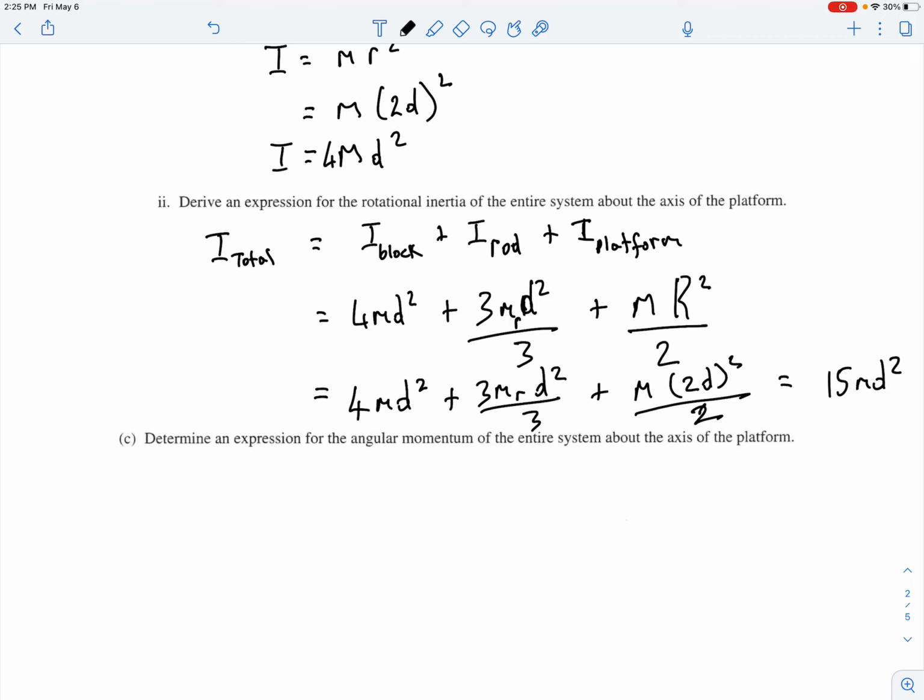Angular momentum, what does that equal? L is equal to I omega. I think that's what it's equal to. Yep. So, sweet. 15md squared omega. Clutch, done.